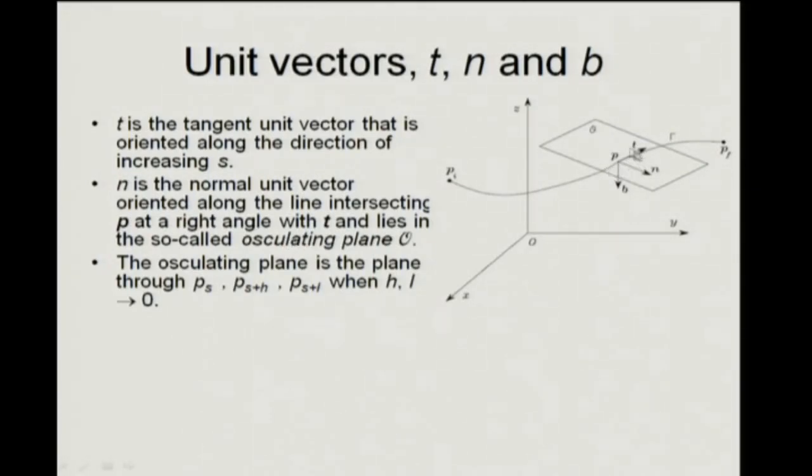So now, given t, suppose you have found out the osculating plane. This n could lie either like this or like this, right? So there are two senses of direction, and n is drawn in the direction which contains the points in the vicinity of that point s, okay.